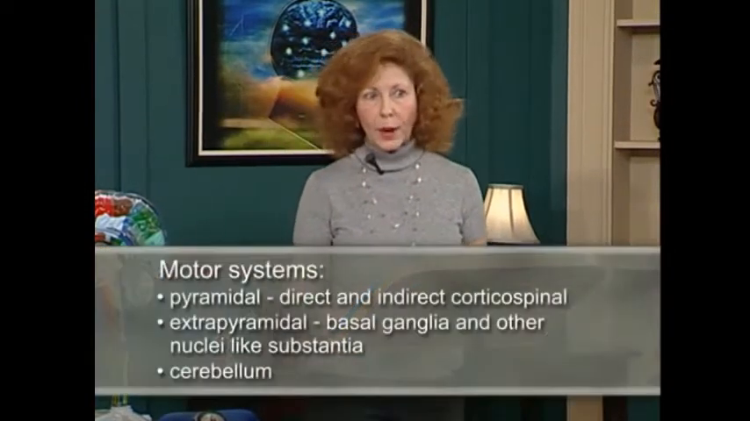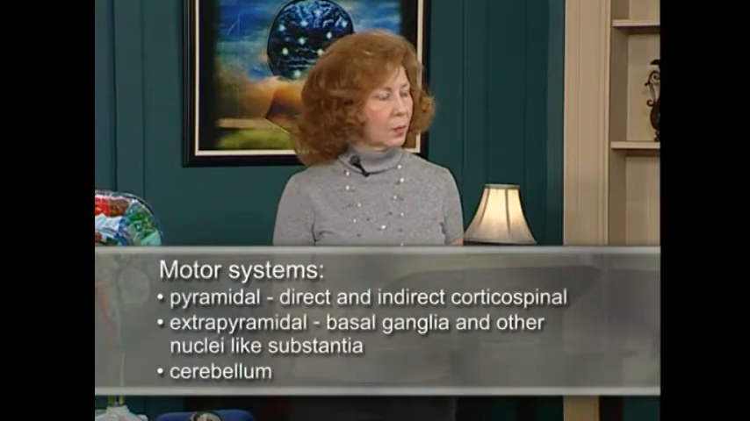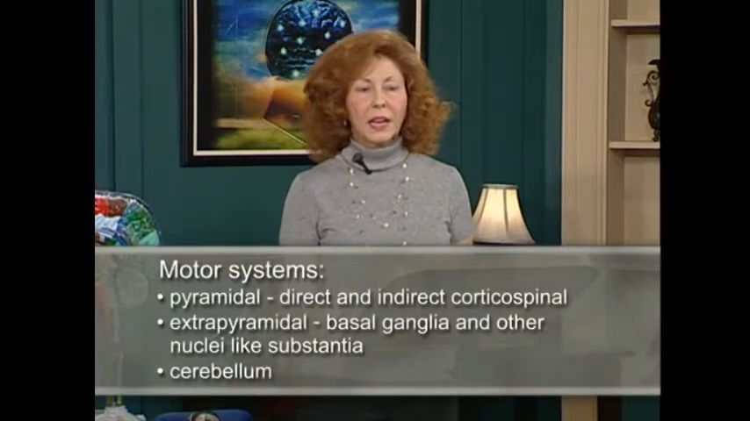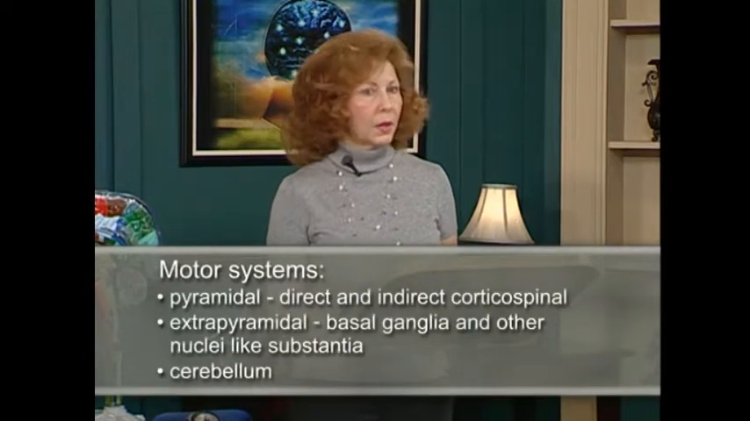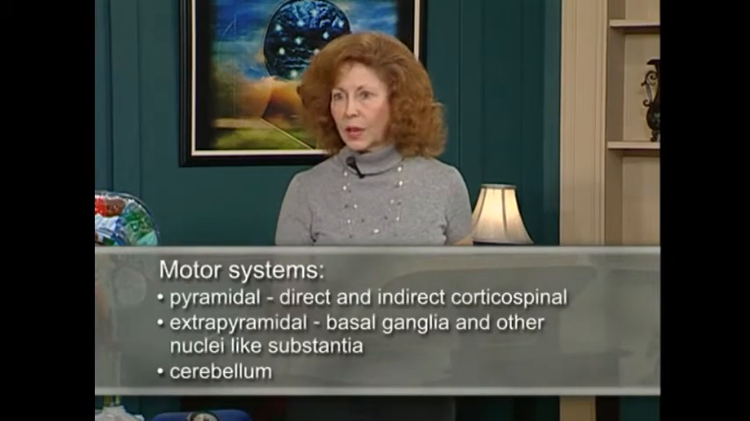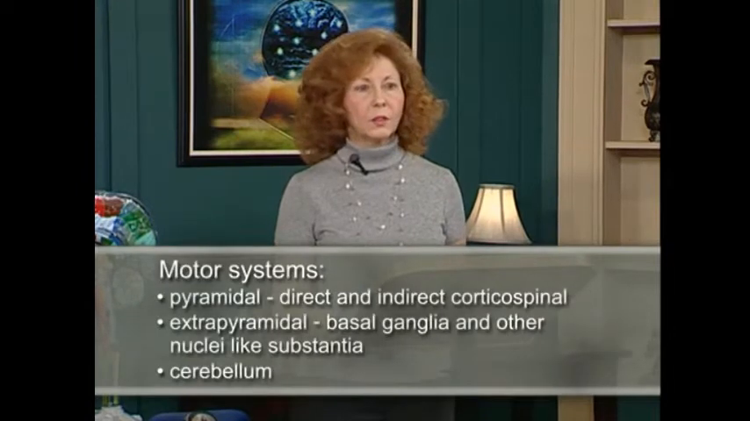So the motor system is generally divided into a number of subsystems. We have our pyramidal system, and these are called the direct and indirect corticospinal systems. We'll be talking about that in a minute. The extrapyramidal motor system is composed of basal ganglia nuclei and other nuclei that will be very important later when we have a discussion about clinical disorders.